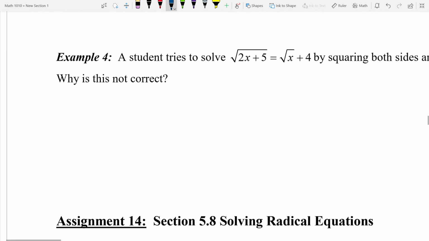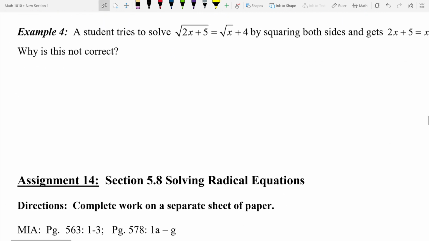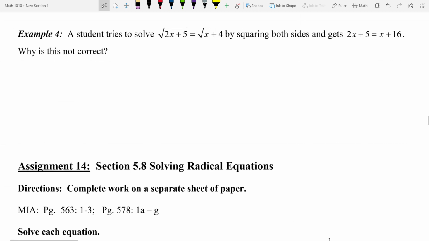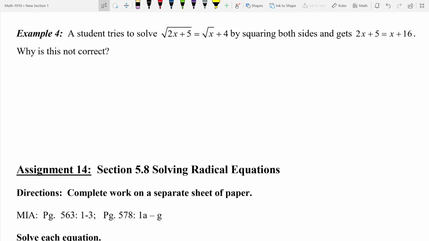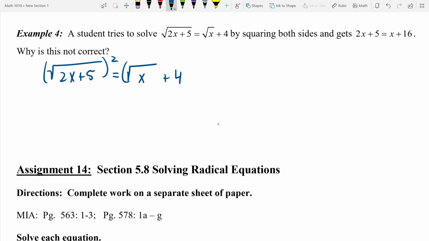Okay? Example 4. A student tries to solve this by squaring both sides, and they get this. Why is that not correct? Okay, well, let's do it correctly. So when they ask you, is this correct, the best thing you can do is to do it correctly. Okay? So your square roots are separated. I've got to square this side, and I also have to square this side. So the square root and square root undo each other, so you have 2x plus 5, so that was right.